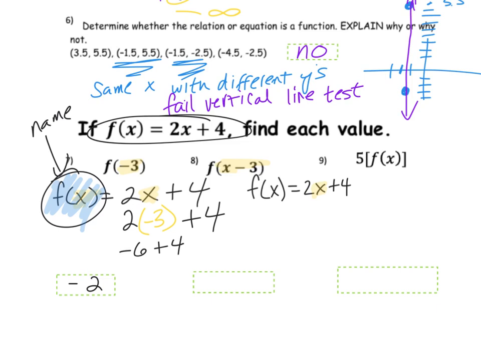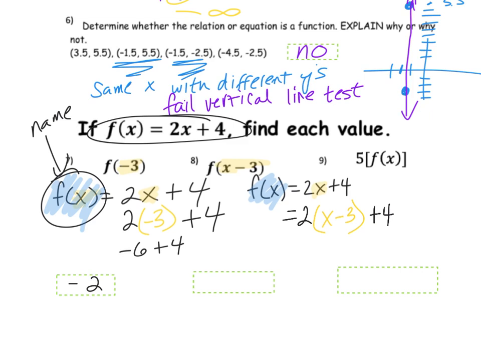So remember, this guy, he's kind of done. We're not doing anything with him. We're just focusing over here on the right. So I'm going to replace that x with an x minus 3 because that's what it told me to do, plus 4.